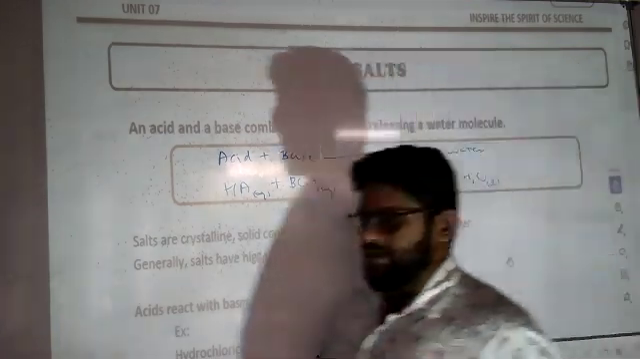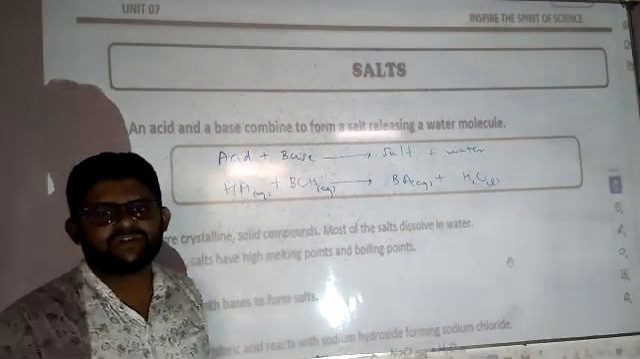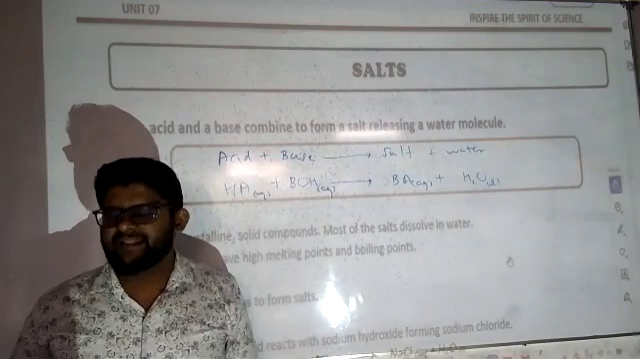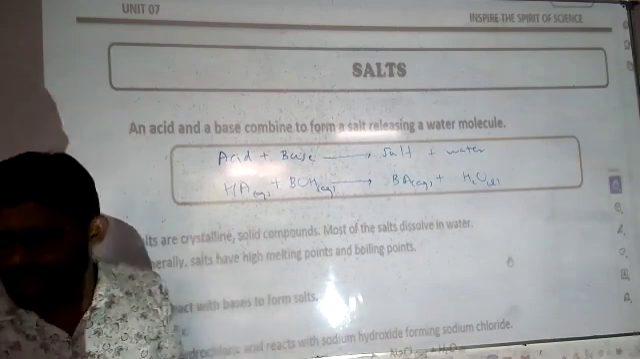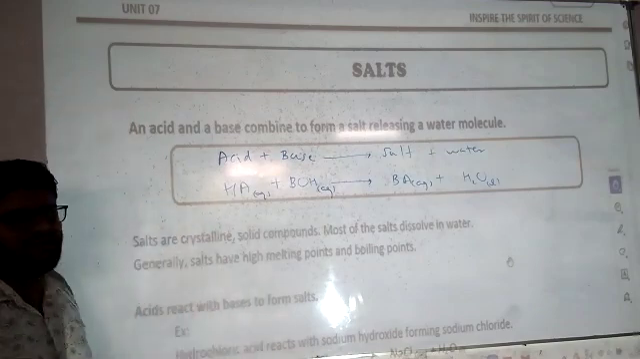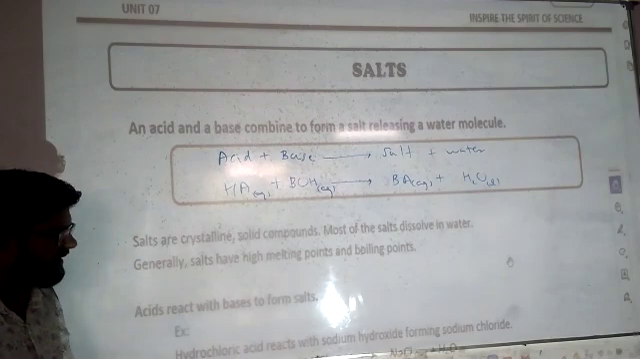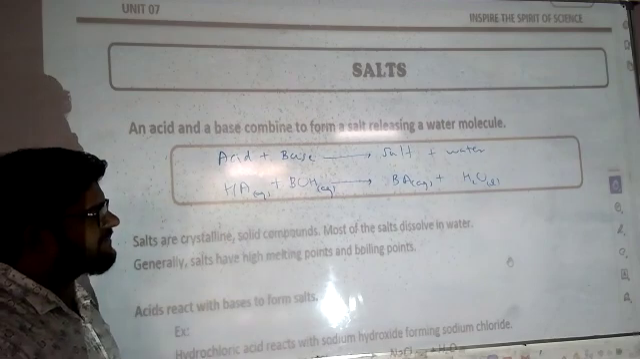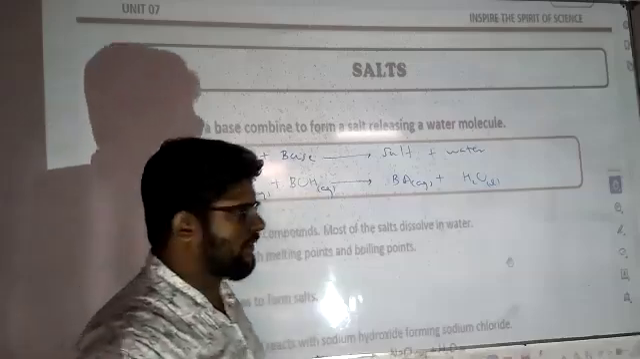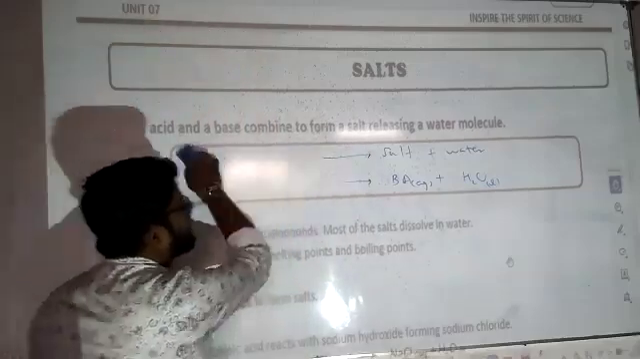Fine. Now you see, when you take this salt, salts are crystalline, crystal form, and they are solid. Solid crystalline forms, and they can be dissolved in water. Most of the salts are dissolving in water, right? Generally, salts have high melting points and boiling points. Underline. Usually, these salts have high melting and boiling points.